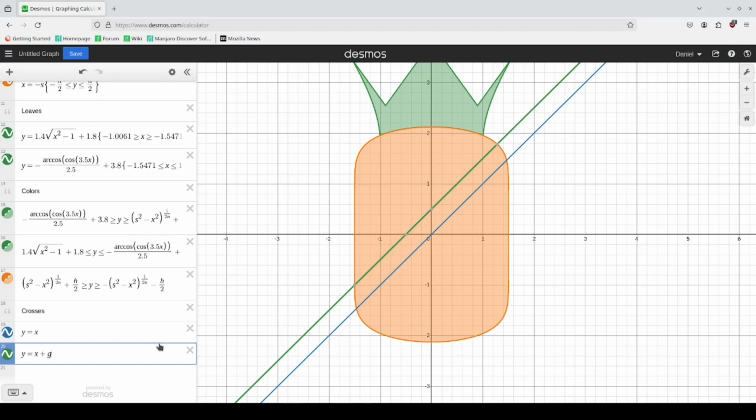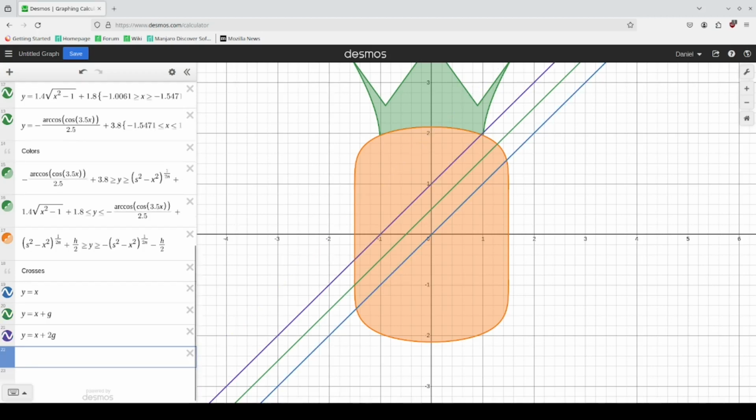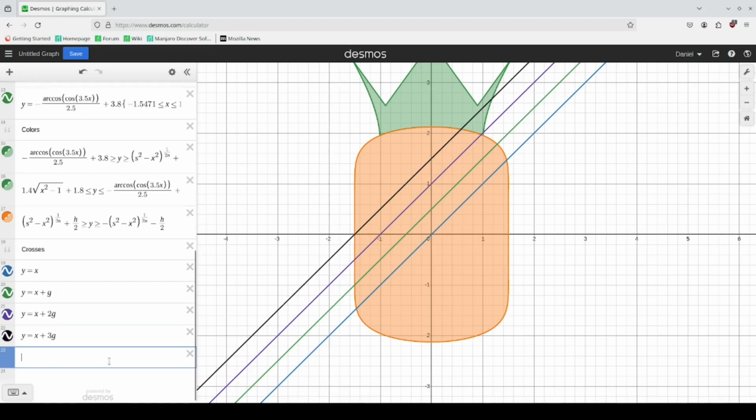And I'm going to draw a few more of these. Just for demonstration, I'm going to draw one more pair on the top and do one pair on the bottom. Let's do y equals x plus 2g and x plus 3g. And then there's also the bottom half, x minus g.